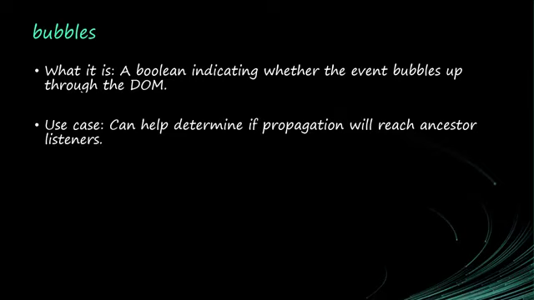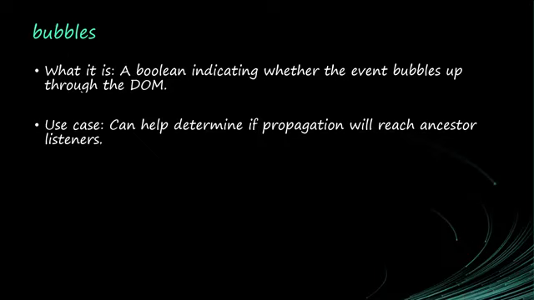So it can help you to determine if propagation will reach ancestor listeners. It would help you to do that. So if I go on and say, okay, I want to change the bubble, you can also use this one when you're creating your custom event, because when you're creating your own custom event, you can actually give these values, because it's going to be in the object you give the event. So you can say bubble could be false, that you don't want it to bubble.